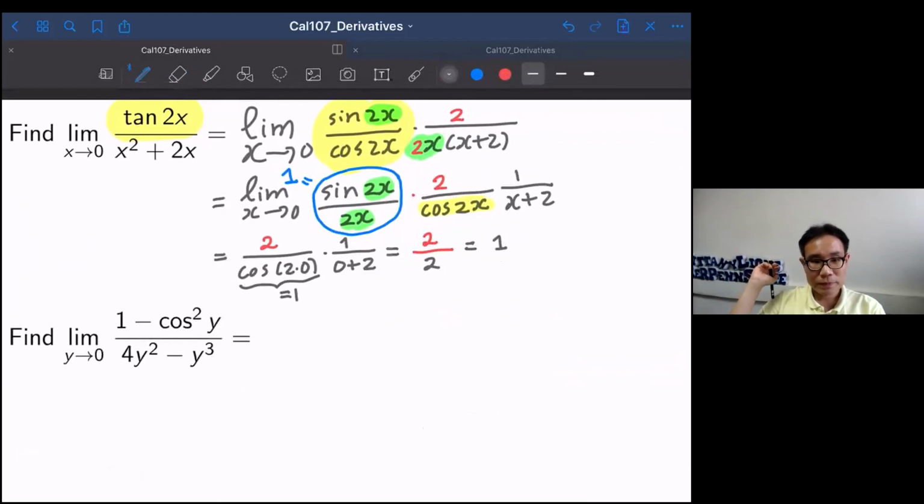The next one will be 1 minus cos square, something kind of fancy, and you have something over 4y square minus y. This one seems hard, but it's not that hard to do. It's going to turn out to be the limit as y goes to 0, and 1 minus cos square is just sine square, so this will be sine square y.